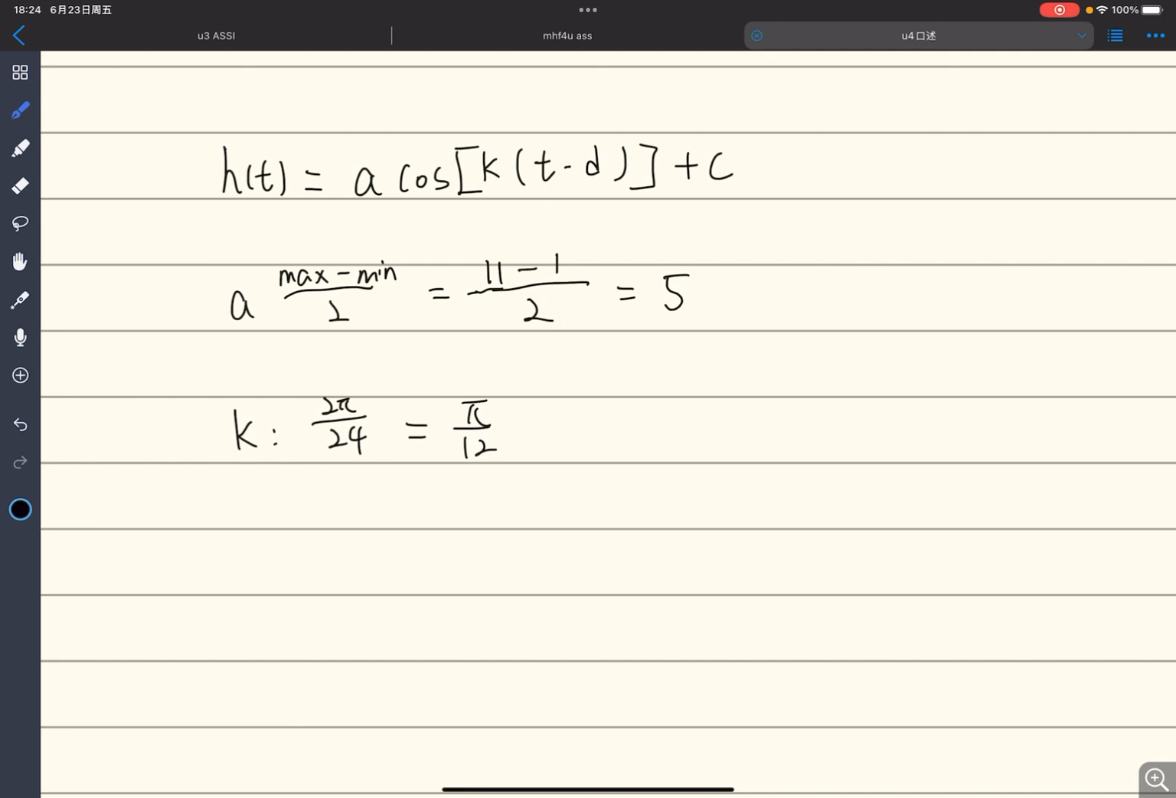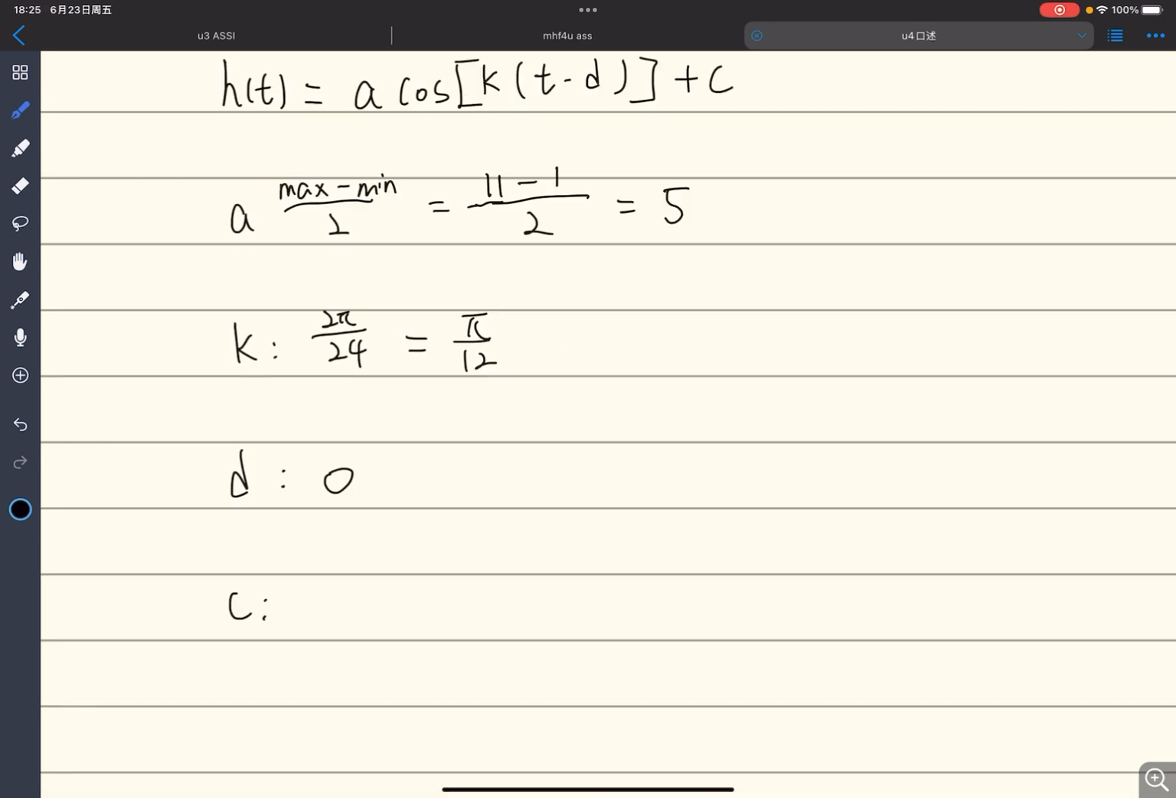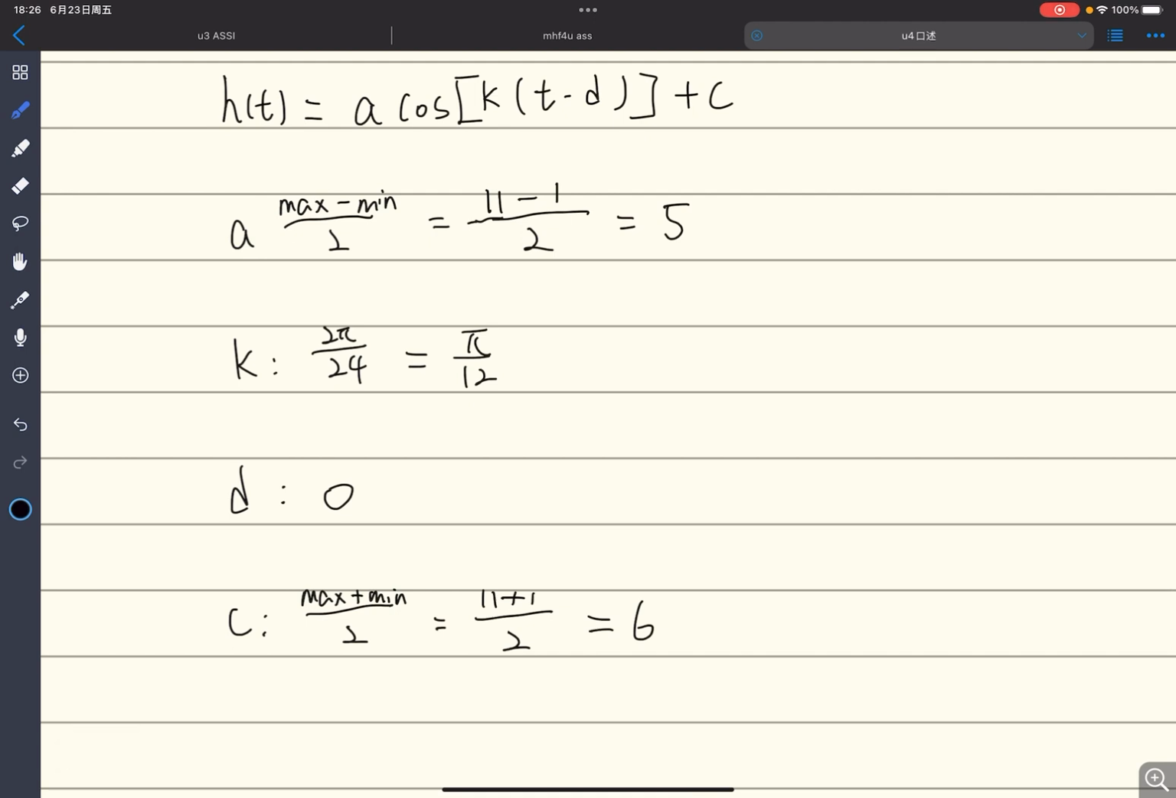Then we need to know the phase. In this problem, the phase is 0 because the passenger starts riding the Ferris wheel at t equals 0. The last one is the vertical displacement. Vertical displacement is the height of the center of the Ferris wheel from the ground. That is the maximum plus the minimum, divided by 2. So we get 6 meters. From the above, we can know the final equation.